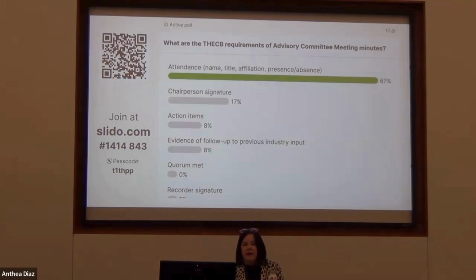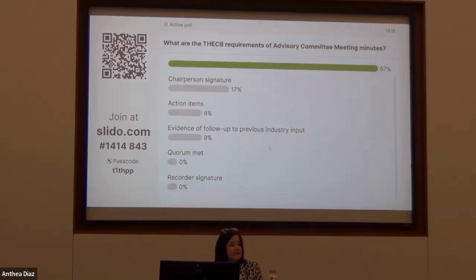Quorum met. So it's important, 50% plus one, right? And then recorder signatures. So whoever is taking those minutes, they should have their signature on there as well.